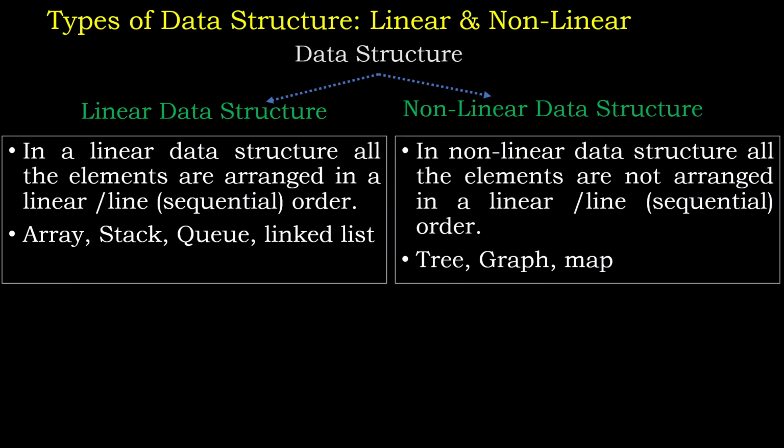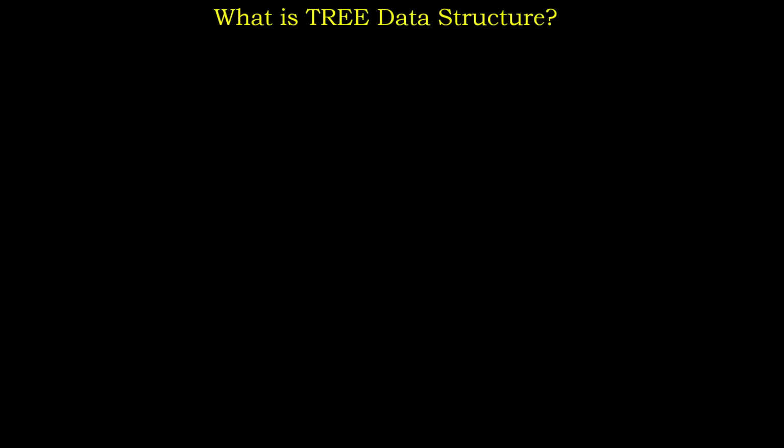On the other hand, in non-linear data structures, elements are not organized in a single sequence or in a single line. They are in branches, in hierarchy order, such as the tree, graph and map. So we are going to discuss the tree. Tree is non-linear, so we will go through all this in more detail.